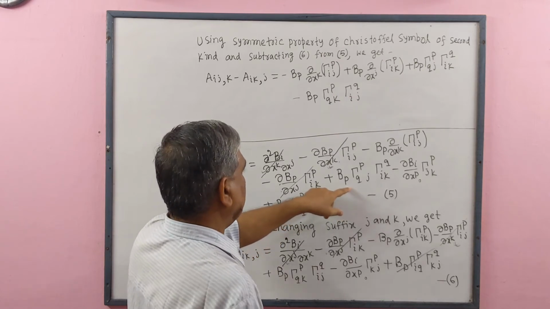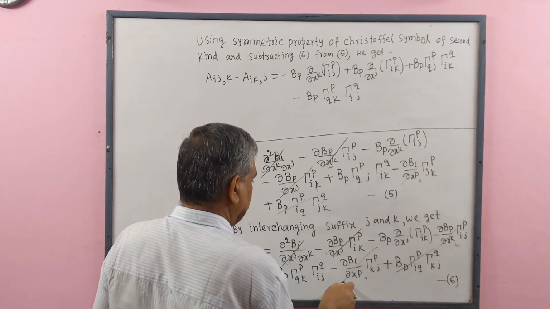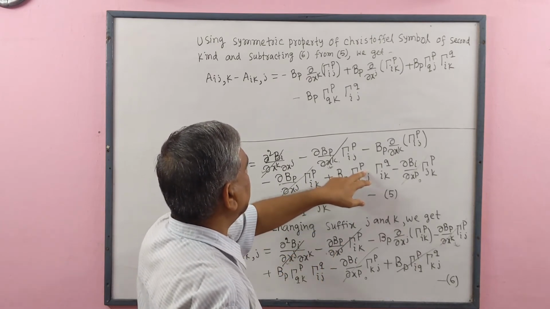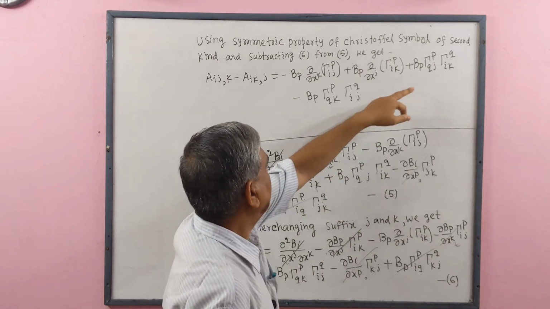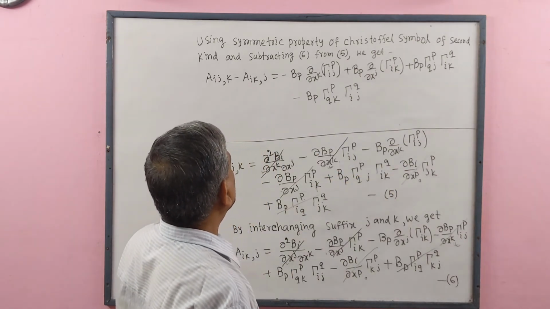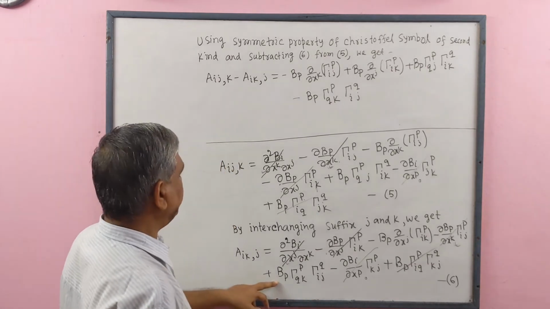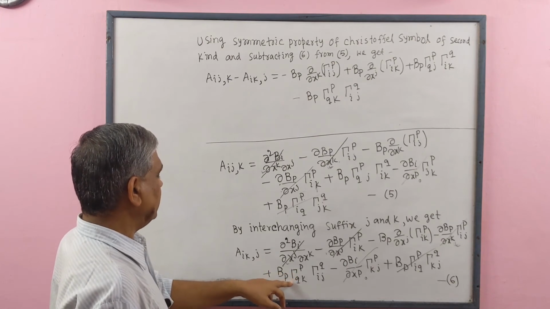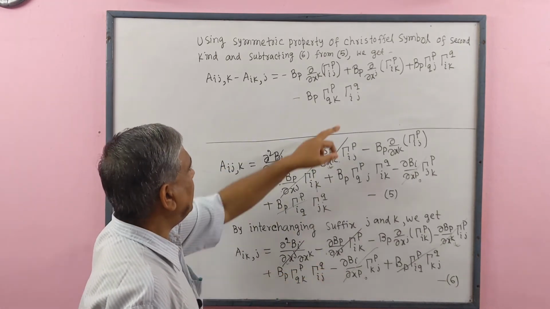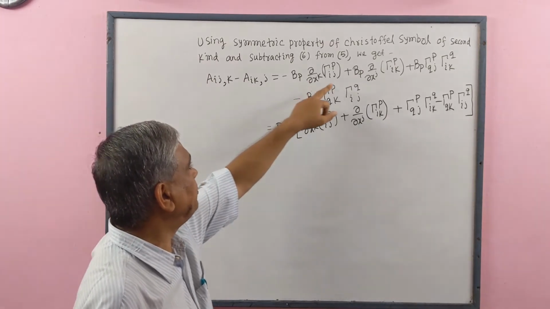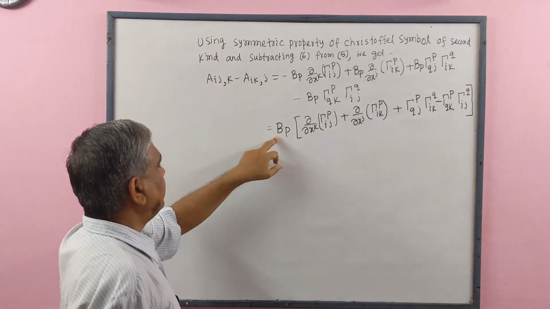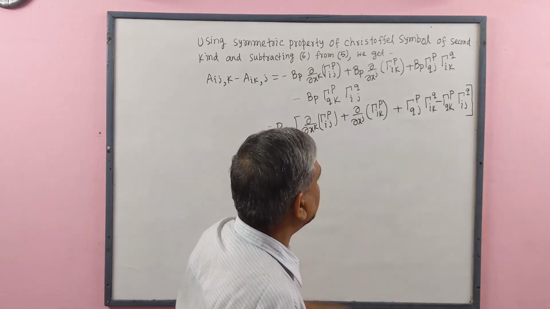So this term also cancels with the other. We write this term BP, Christopher symbol of second kind, PQJ, and Christopher symbol second kind, QIK, and remaining here minus BP, Christopher symbol of second kind, PQK, Christopher symbol of second kind, QIJ. Here we see that in each term we get BP, so we take common BP and then we write the remaining terms in the bracket.